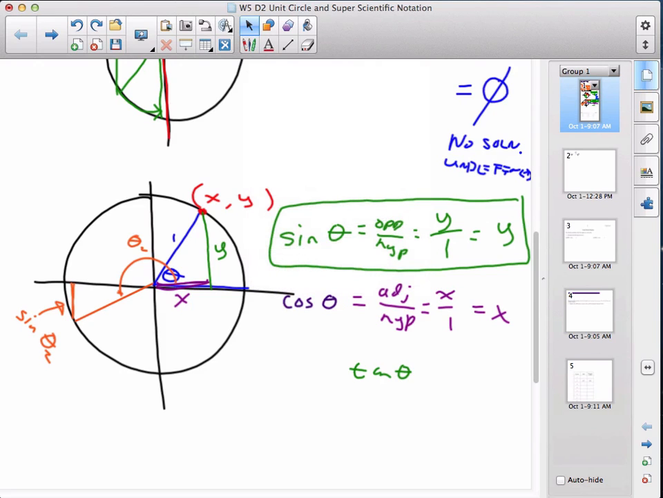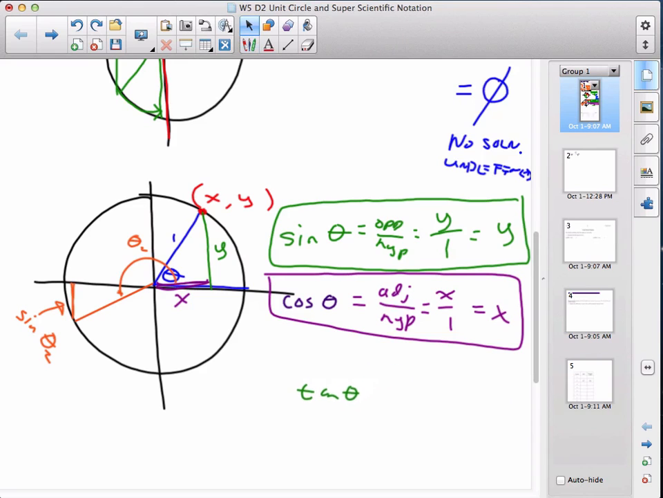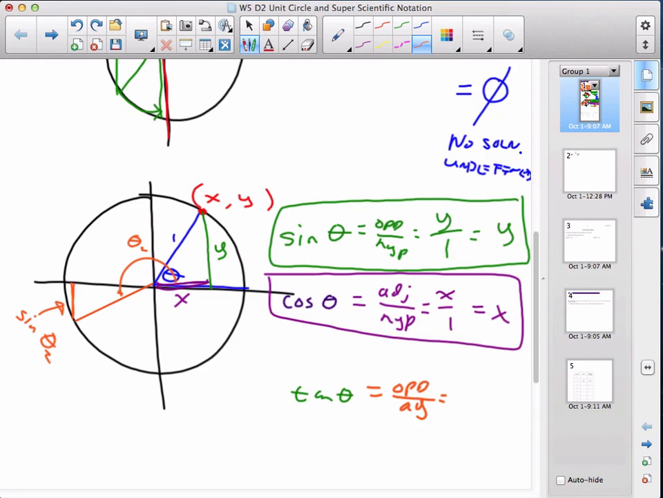Great. So there's another piece. Last but not least, the tangent. The tangent of angle theta. Yeah, Hannah. So tan is opposite over adjacent. So from that angle, from theta, the opposite is y and the adjacent is x.